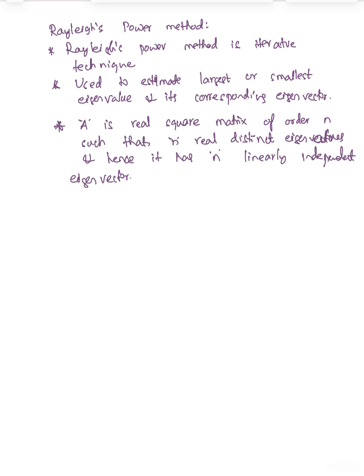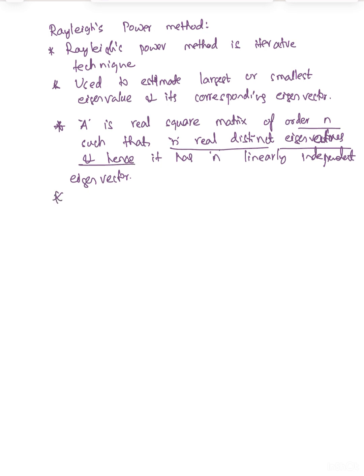Rayleigh's power method can be used for a real square matrix only when it has real distinct eigenvalues. If it has real distinct eigenvalues, then the corresponding eigenvectors are linearly independent. This condition should be noted: for a square matrix of order n, n real distinct eigenvalues should be there.